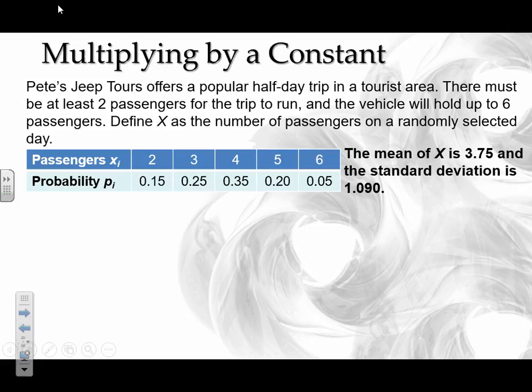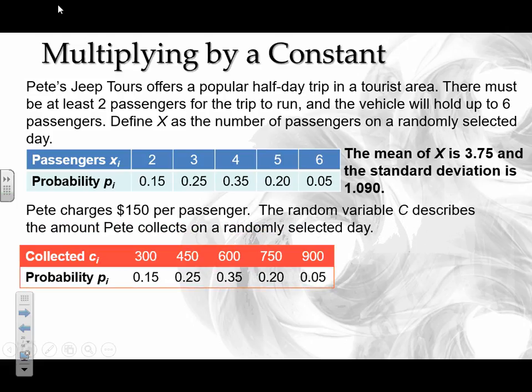So that was just some review from Wednesday, working with discrete random variables, calculating mean and standard deviation. Now, where today's information comes in is if we take this and we transform it somehow. Variable x was the number of passengers he has on a given day. Now we're going to start talking money. If he charges $150 per passenger to take the tour, we can define a second random variable, which in this case they define as C, and it describes the amount he collects on a randomly selected day.